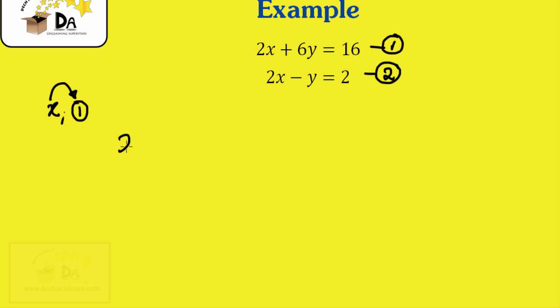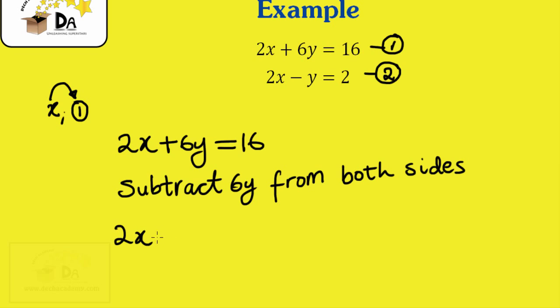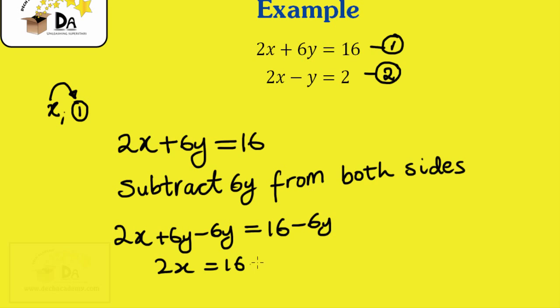So chosen equation, equation 1, is 2x plus 6y equals 16. I'm going to make x the subject of the formula by isolating x on the left hand side. So I'm going to get rid of this plus 6y by subtracting 6y from both sides. So it's a good thing to write this actually. Subtract 6y from both sides. Doing so gives 2x plus 6y minus 6y equals 16 minus 6y. This gives 2x is equal to 16 minus 6y.